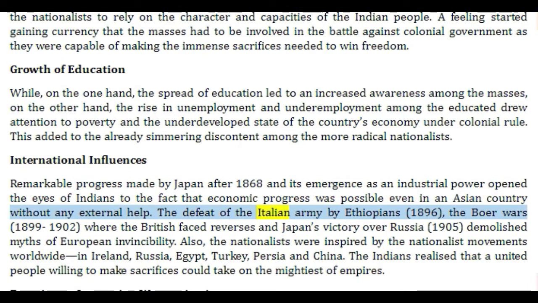The defeat of the Italian army by Ethiopians in 1896, the Boer Wars, 1899 to 1902, where the British faced reverses, and Japan's victory over Russia in 1905 demolished myths of European invincibility. Also, the nationalists were inspired by nationalist movements worldwide, in Ireland, Russia, Egypt, Turkey, Persia and China. The Indians realized that a united people willing to make sacrifices could take on the mightiest of empires.